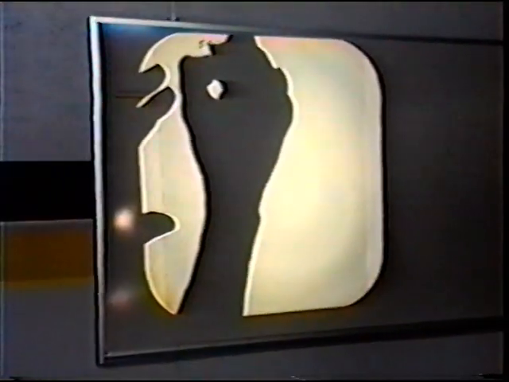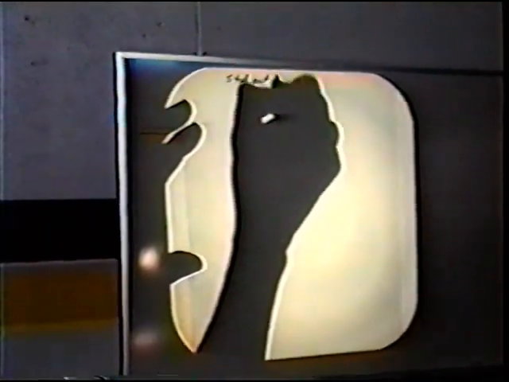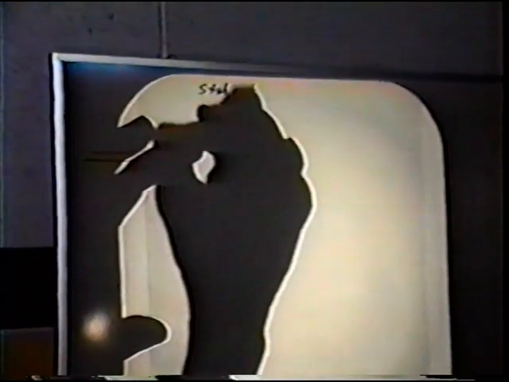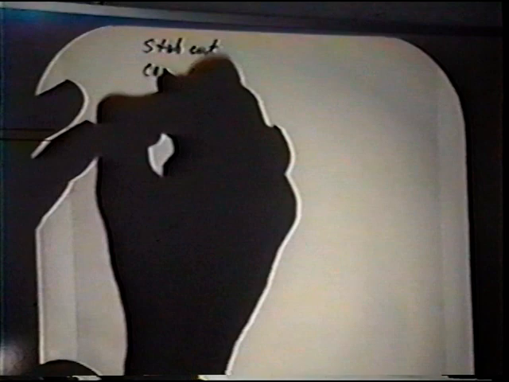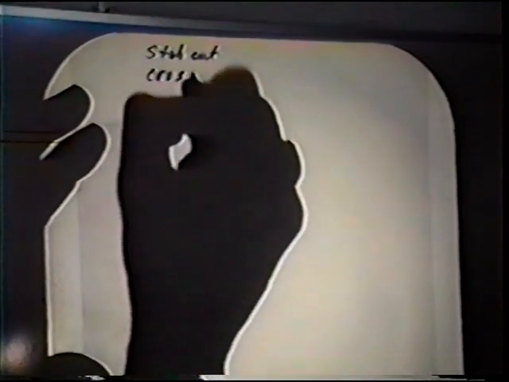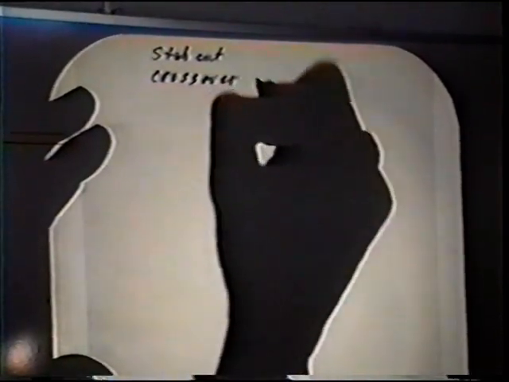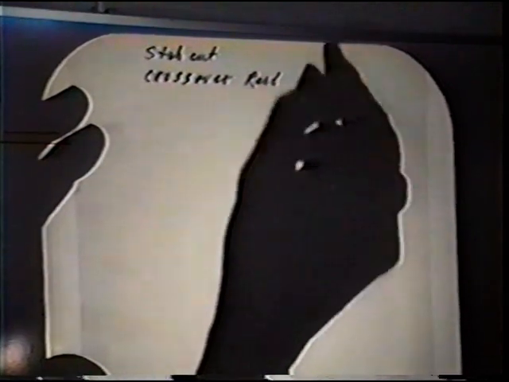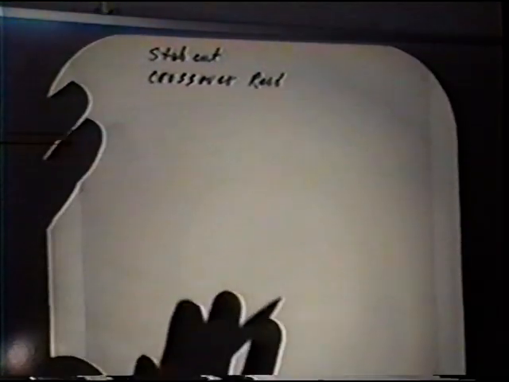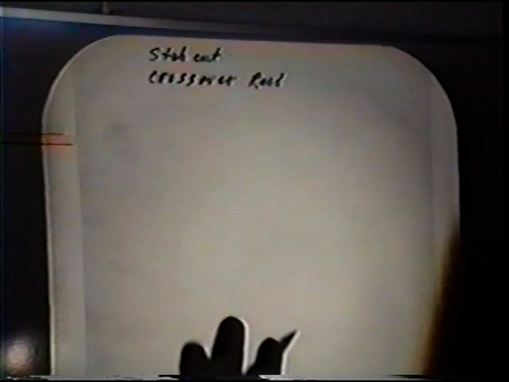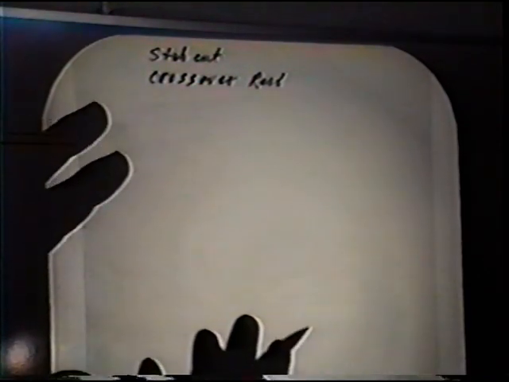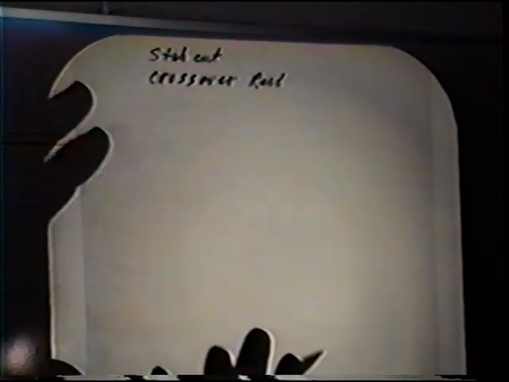What we're going to use now will be called a stab and cut block. In conjunction with a stab and cut, we must always have a crossover read block. The crossover read goes in conjunction with that, for the man away on the backside of the play-side man who is just doing the stab and cut.